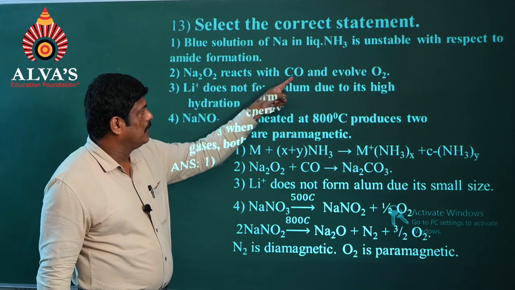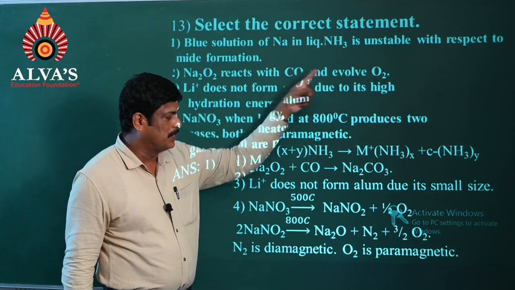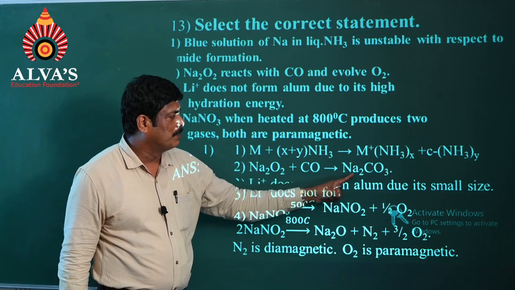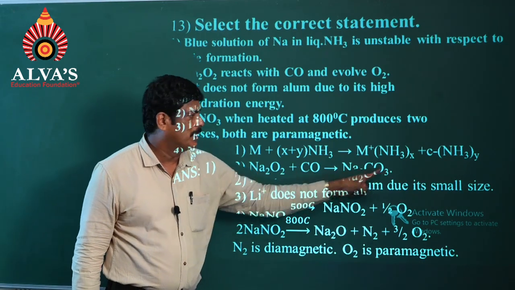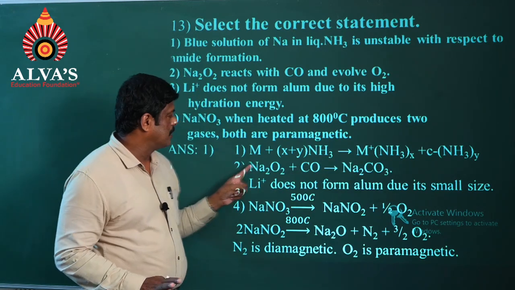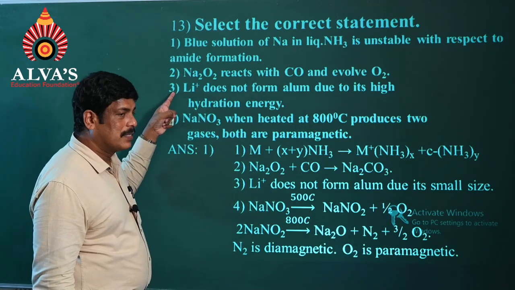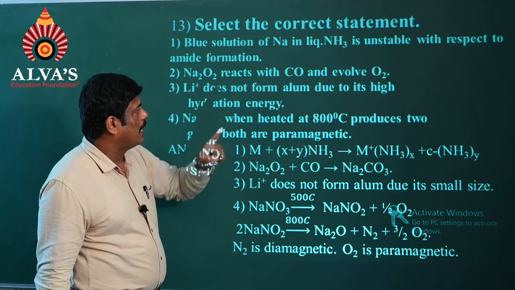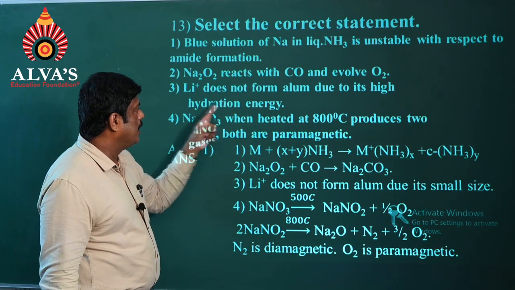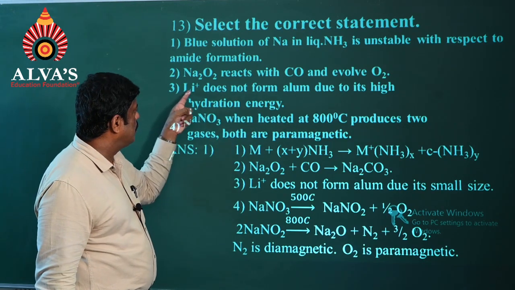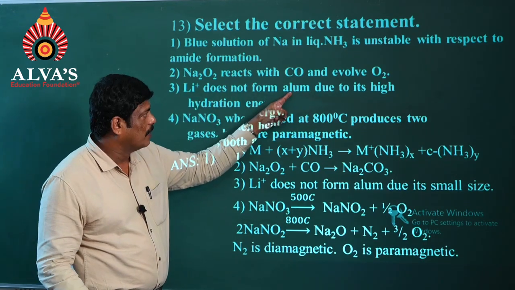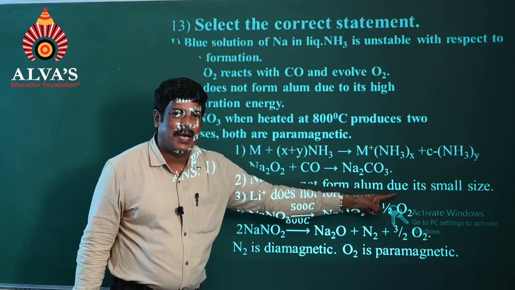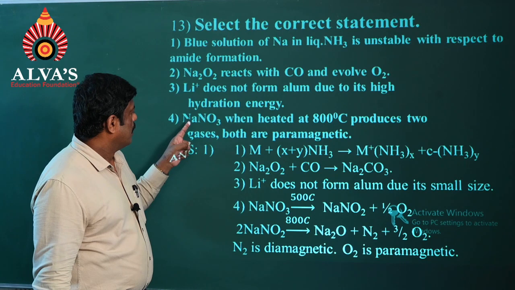Na2O2 reacts with CO and evolves oxygen. See, Na2O2, when it reacts with carbon monoxide, produces sodium carbonate, but there is no evolution of oxygen. Hence, this statement is wrong. Third one, Li plus does not form alum due to its high hydration energy. See, Li plus does not form alum, that is correct, but not because of high hydration energy; that is because of the small size of Li plus, okay.